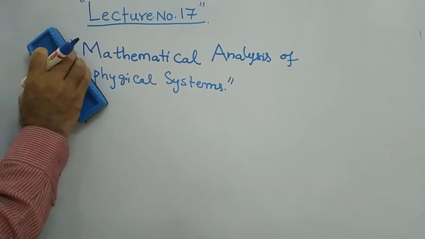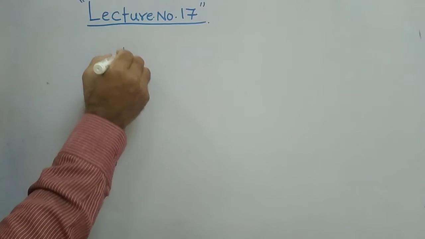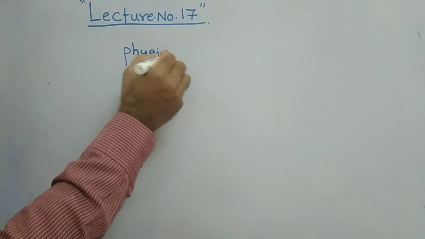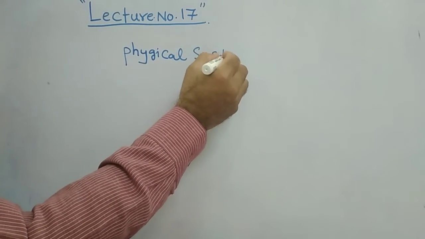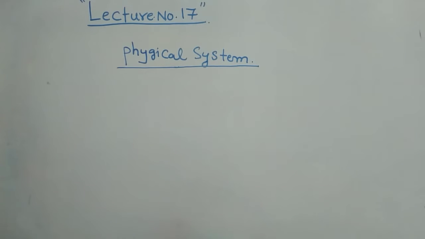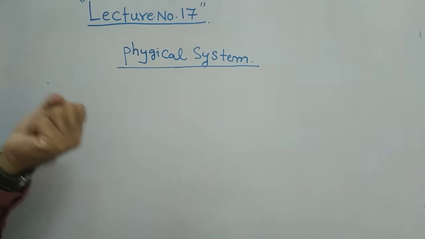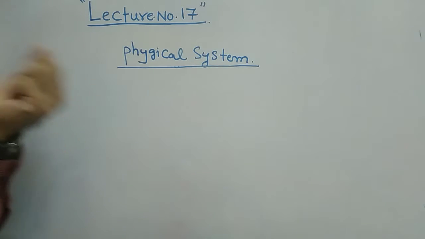So what is a physical system? What will it have actually? As far as our subject is concerned, a physical system contains various physical elements that are interconnected to each other in order to obtain a given objective. That is what a physical system is.